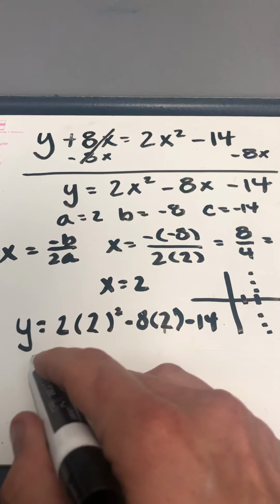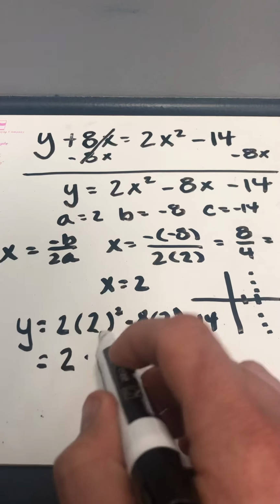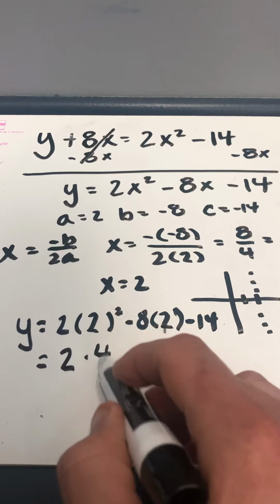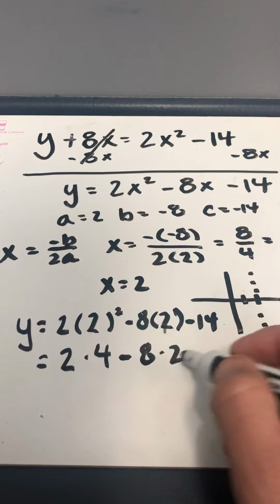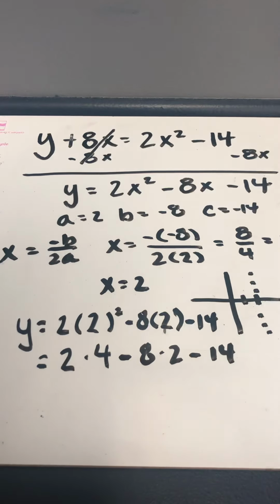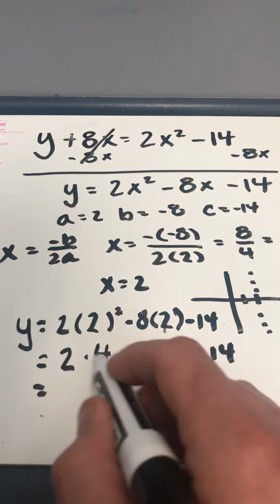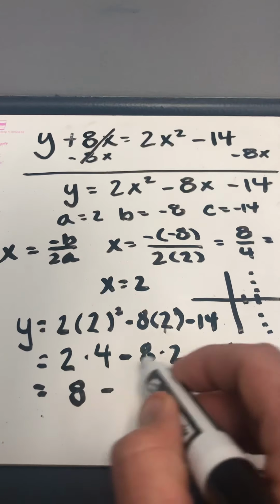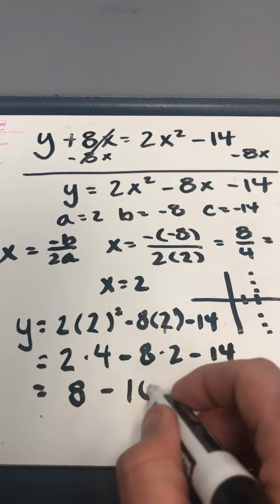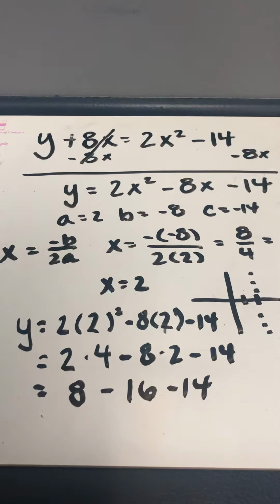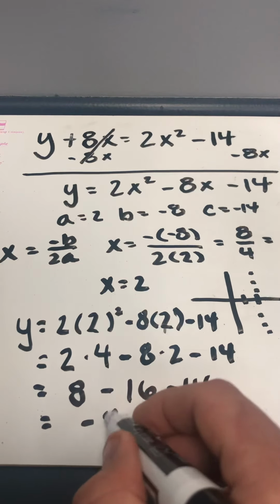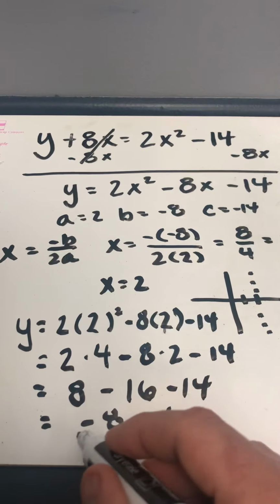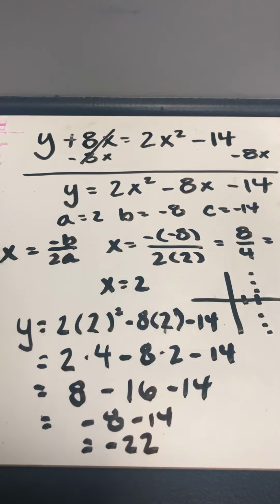Then we'll follow our order of operations. This becomes 2 squared, or 4, so we have 2 times 4, minus 8 times 2, minus 14. We handle exponents first. Next, we'll multiply. 2 times 4 is 8. 8 times 2 is 16. So now we're here. And 8 minus 16 is negative 8. Minus 14 more is negative 22.